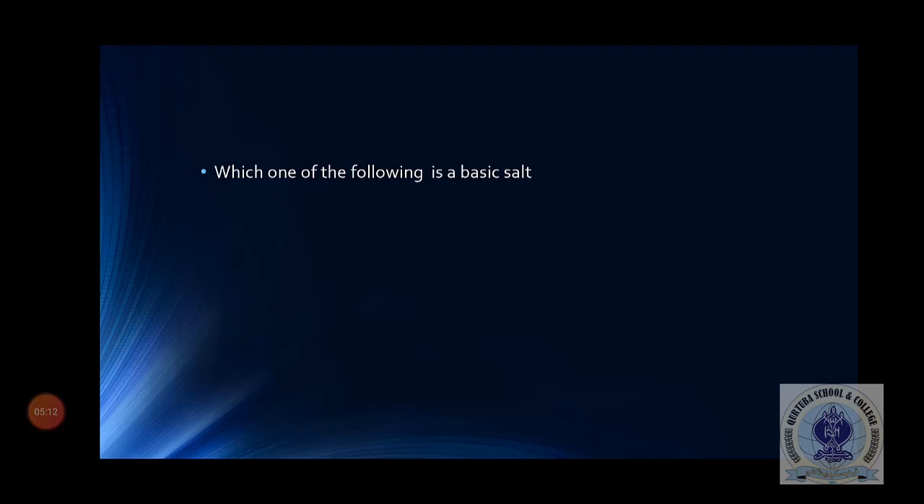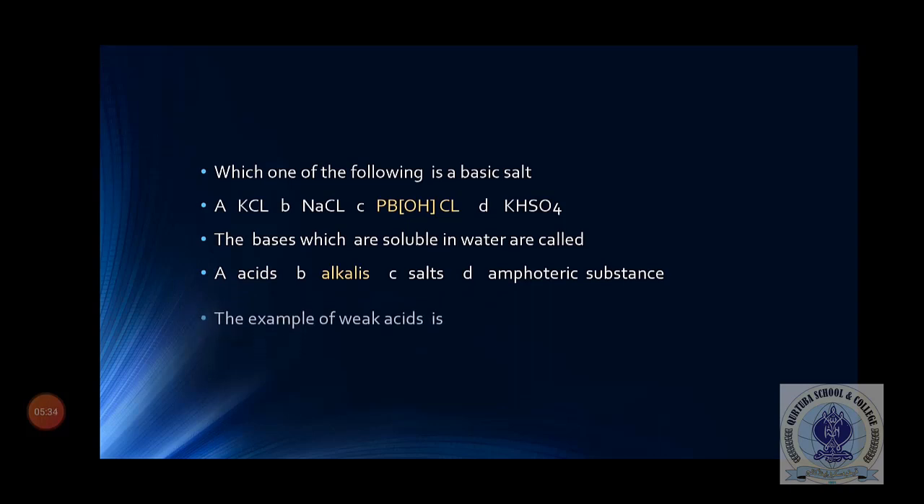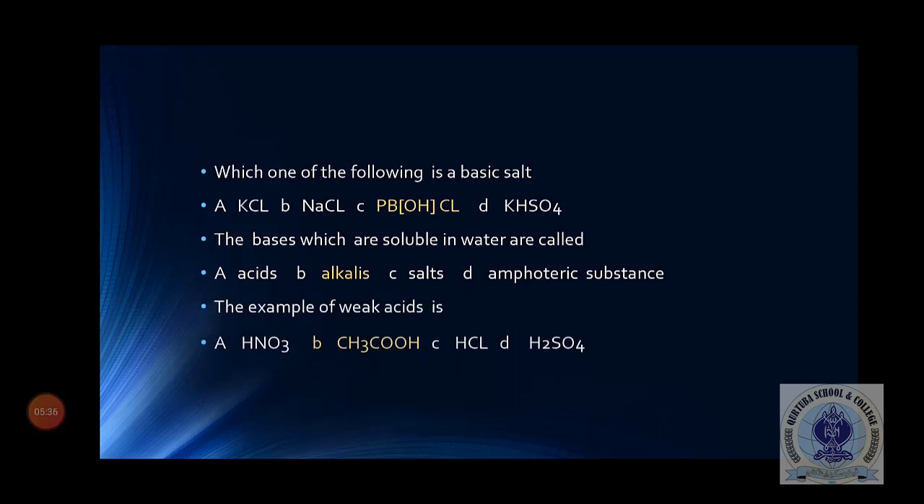Now, which one of the following is a basic salt? We know that a salt will be basic when the OH ion of a base is not fully neutralized by an acid. So here you can see we have one OH ion in PbOHCl. The bases which are soluble in water are called alkalis. The example of a weak acid is CH3COOH, which is also called acetic acid.